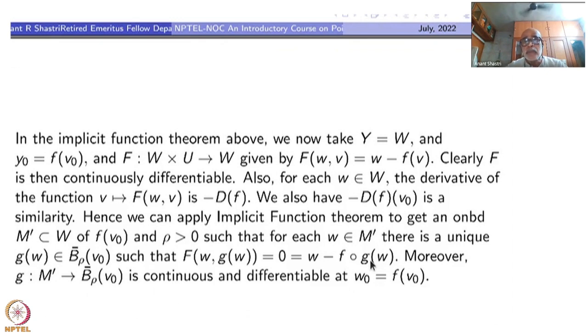Moreover, part A already tells you that this map G from M prime to B bar is a unique one. And part B says it's continuous on the whole of it, sorry. The second part says it's differentiable at W naught. The first part says it's continuous. Okay, not continuously differentiable. Sorry, that is not correct. So that is what we have. So this is all the implicit function theorem applied to this special case.